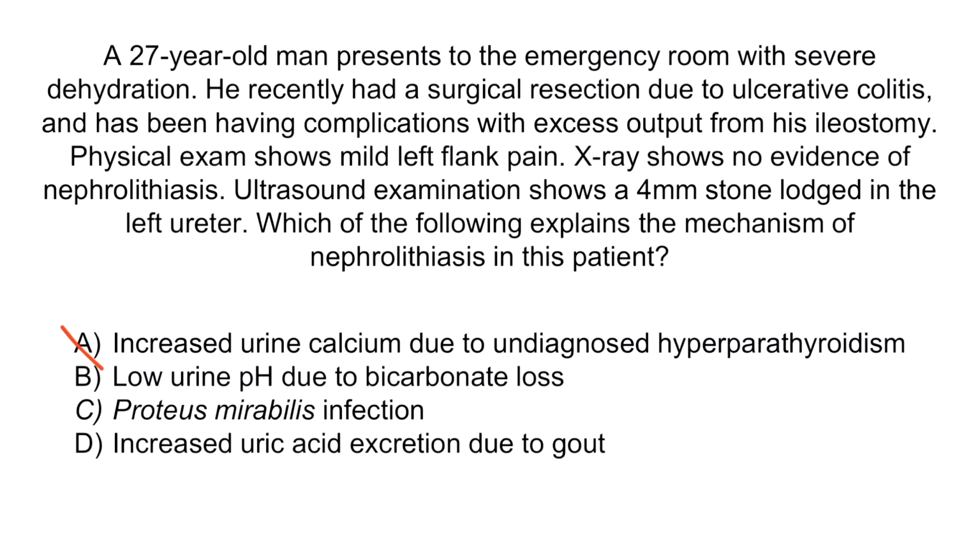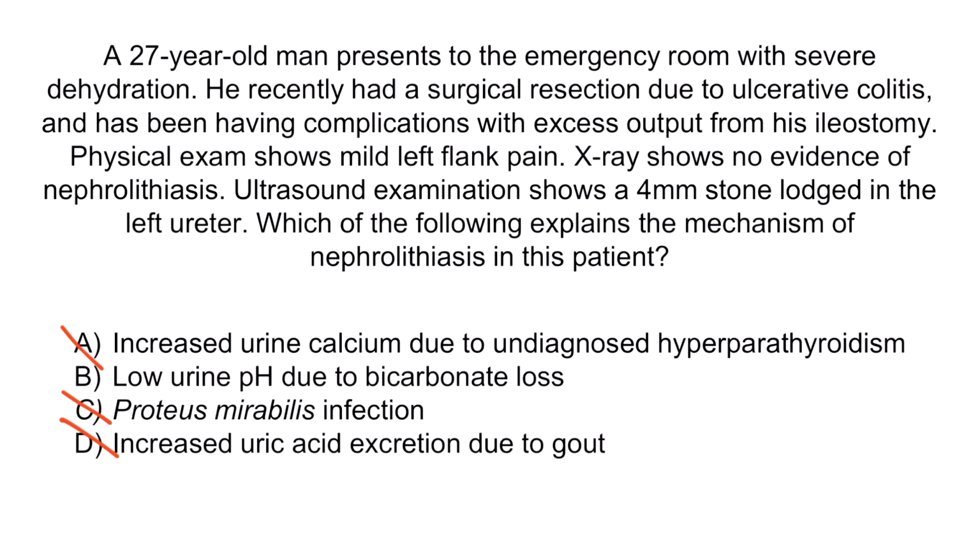Now, C is incorrect because Proteus infections are associated with ammonium magnesium phosphate stones. Patients with these types of stones will also have a history of recurrent UTIs, which is not present in this patient. Plus, ammonium magnesium stones would likely have been visualized on X-ray. But again, in our patient, the X-ray and ultrasound findings indicated that this stone, the uric acid stone, was radiolucent.